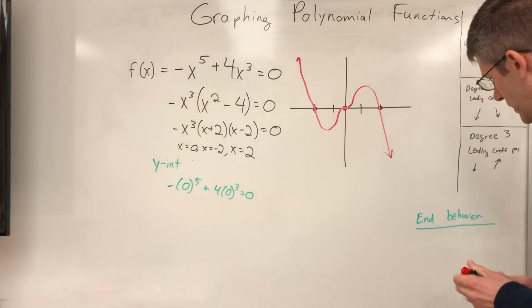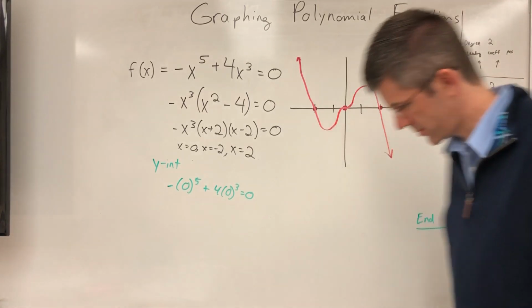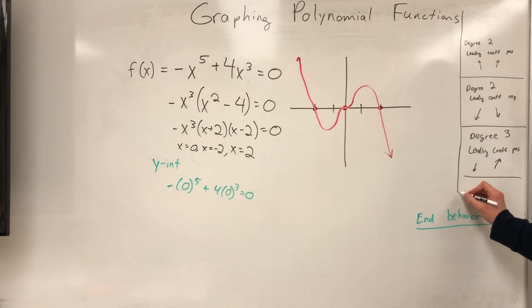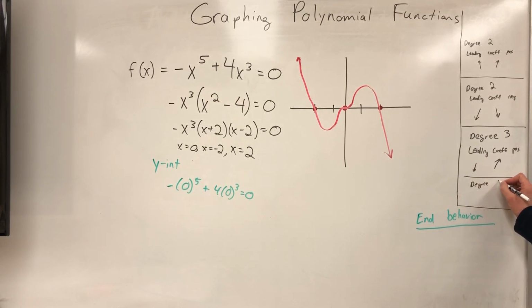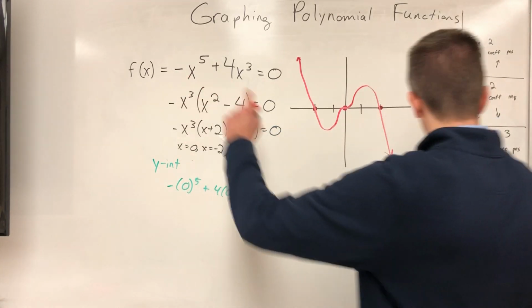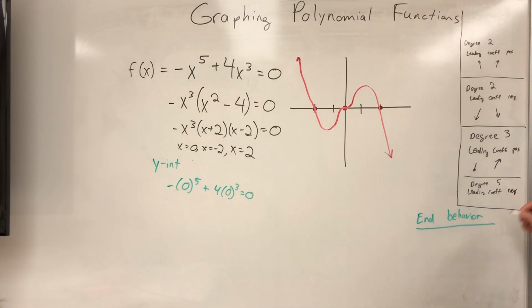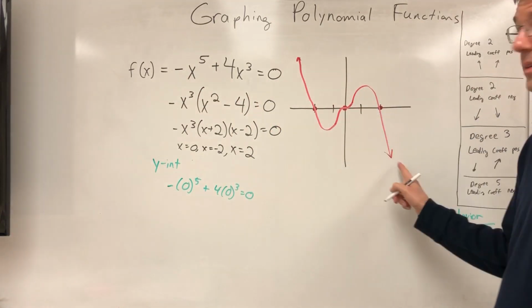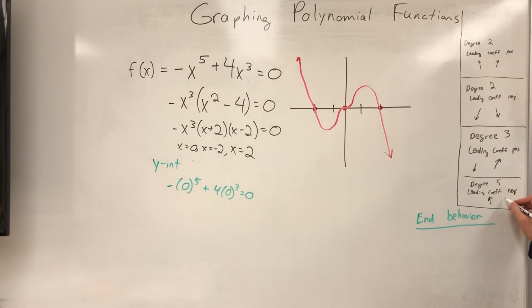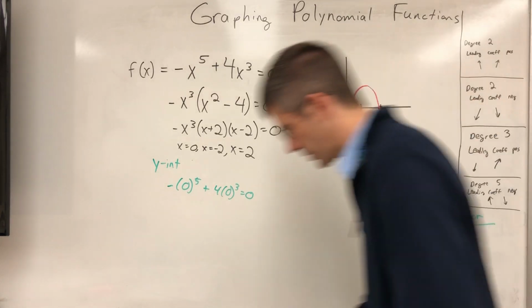Okay, let's drop my green marker and write a little bit here. My degree was 3. Oh no, my degree was 5. My leading coefficient was -1. And this graph was up, down. In just a minute, we're going to take this stuff and make a little chart out of it. It'll be so easy.